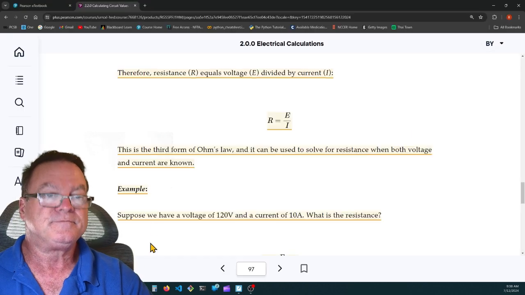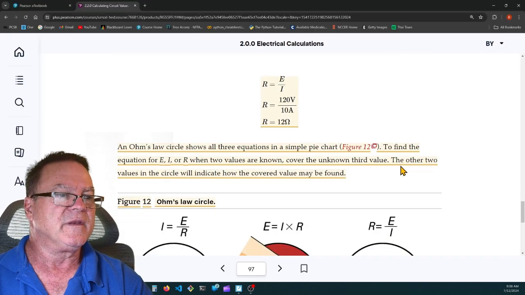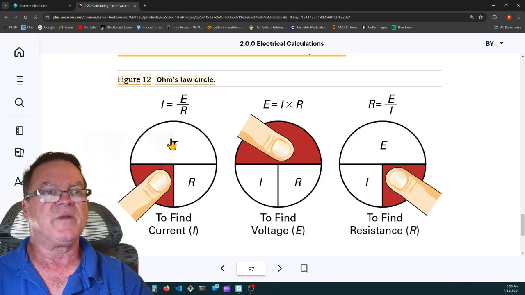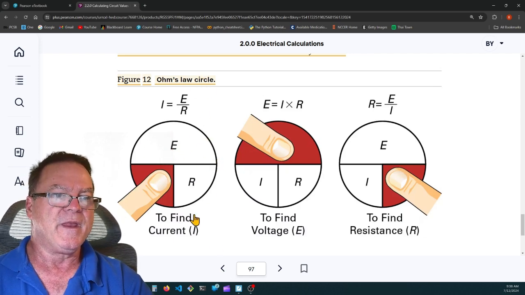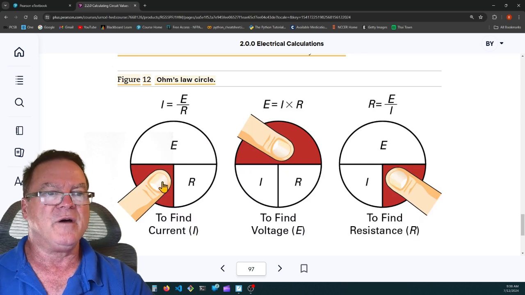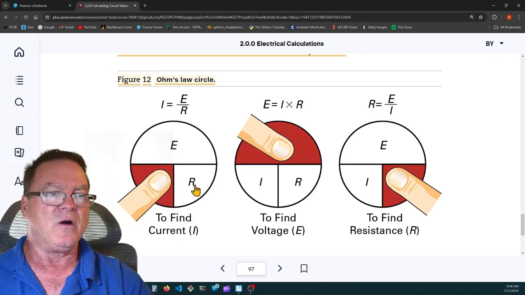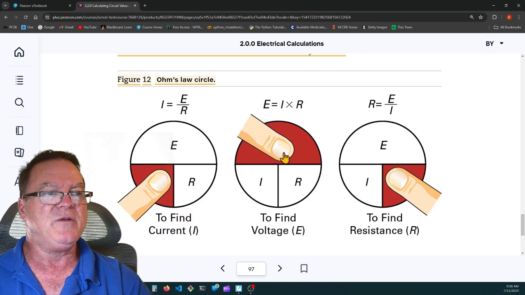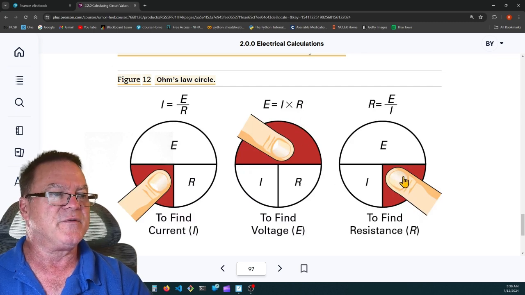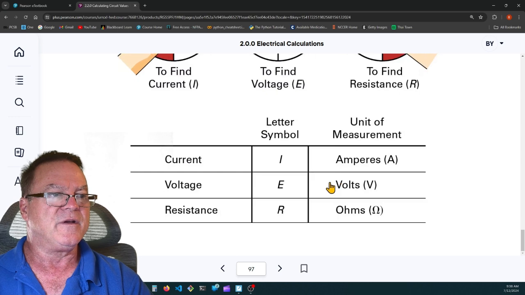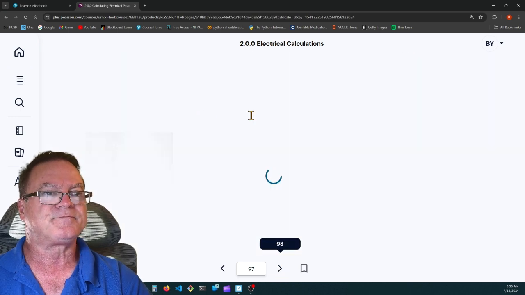All right, let me go back. Let's see where there's their wheel. Okay, Ohm's law circle. To find current, cover current with your thumb, and then you see E divided by R. I equals E divided by R. To find voltage, cover the E with your thumb, and E equals I times R. To find the resistance, cover the resistance with your thumb, and it's E divided by I. R equals E divided by I. Okay, very good.